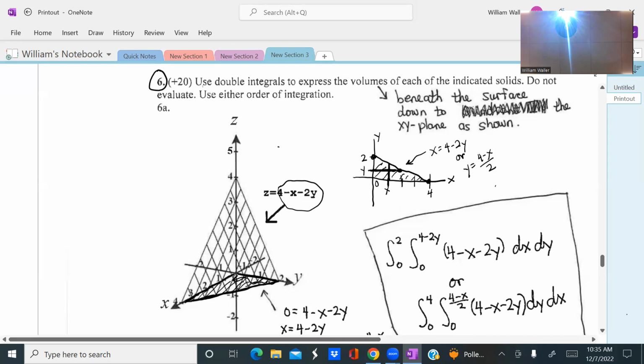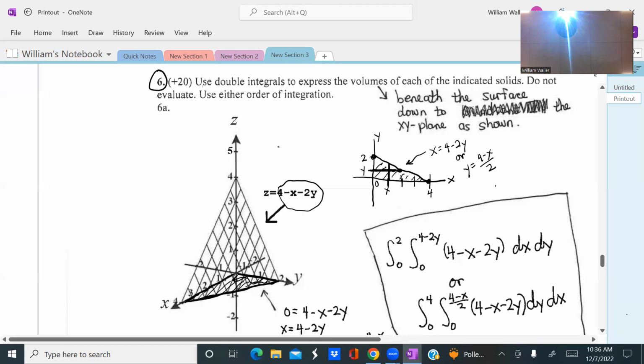So where does y start at? If you're moving along this vertical line, you fix x as a constant, right? Where does the y start at? It's the smallest y value on this vertical line. 0, right? And it goes up to where?